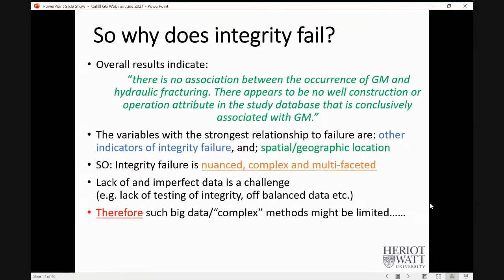So overall, what we saw here then was that integrity failure is actually very nuanced. It's complex and multifaceted. We're not coming out with one simple answer of why it happens. There's obviously a complex combination of factors which have to compound to have this actually take place. There was a lack of data being perfect. It was a big challenge with this.